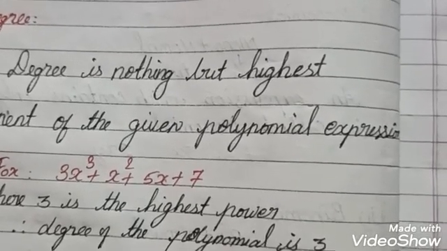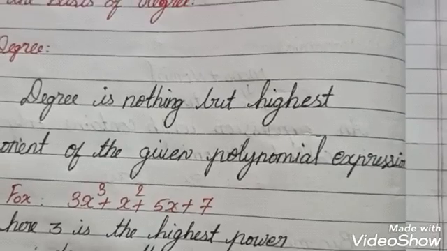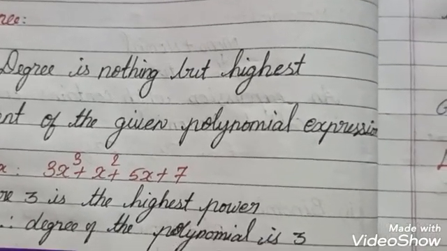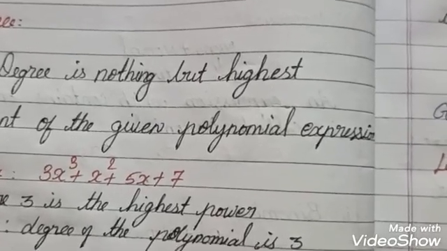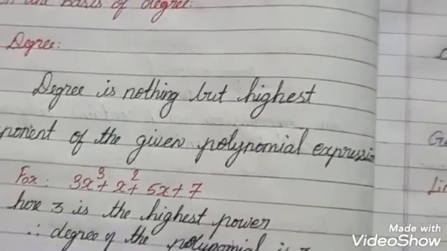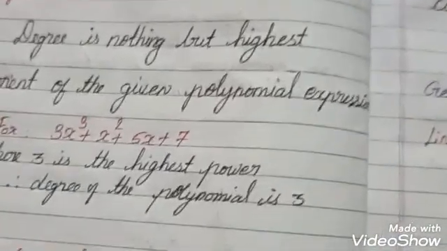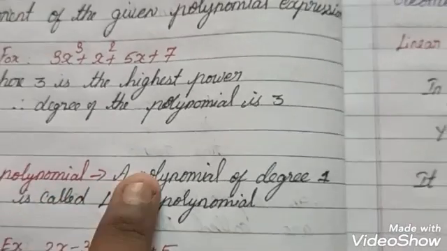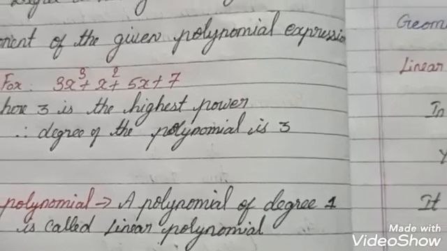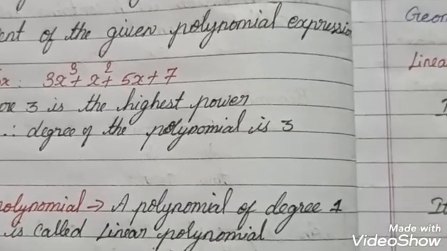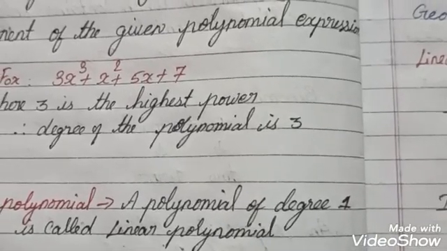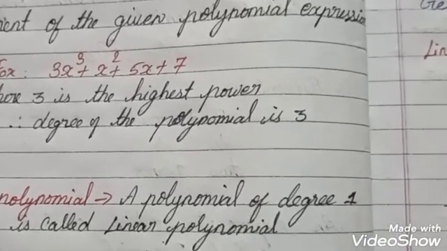Now we move on to the types of polynomial on the basis of degree. Already I showed you that degree consists of 3 types: linear, quadratic and then cubic. First we move on to linear. What is meant by linear? A polynomial of degree 1 is called a linear polynomial. An expression whose highest power is 1, we say the degree is 1. If the degree is 1, we say it is a linear polynomial.